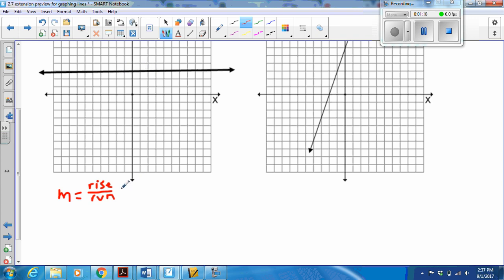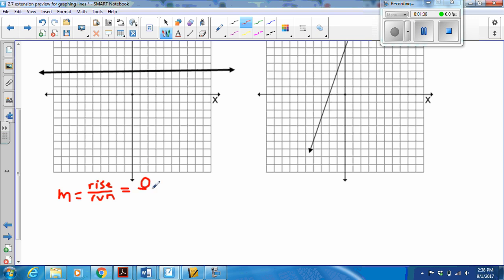For this first one, I'm just going to count. First we have to think how much we rise. In this case, if we look at our line, we don't see that our graph is going up or going down. It's staying straight. So we're not rising any, which just means we're rising 0, because we don't go up and we don't go down.